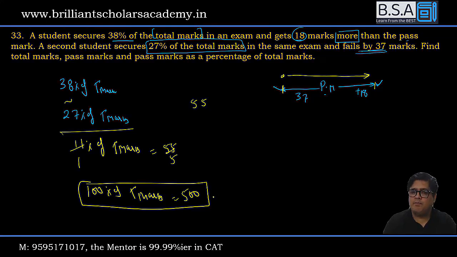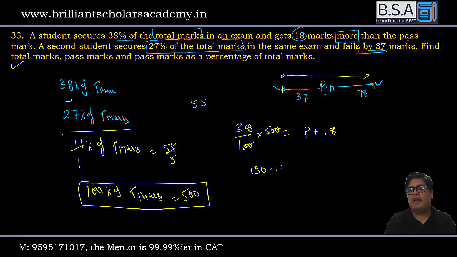So once I know total marks, I can find everything. अभी देखो 38% of 500. ये जिस बच्चे ने लाए उसके पास मार्क्स से 18 ज्यादा थे. When I cancel this and multiply, that is 190 minus 18 is equal to 172, is equal to pass marks. टोटल मार्क्स हमारे पहले आ गए 500, पास मार्क्स हमारे आ गए 172.